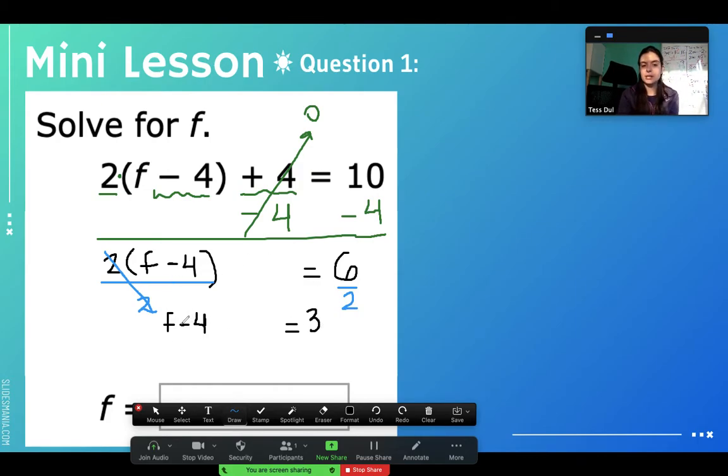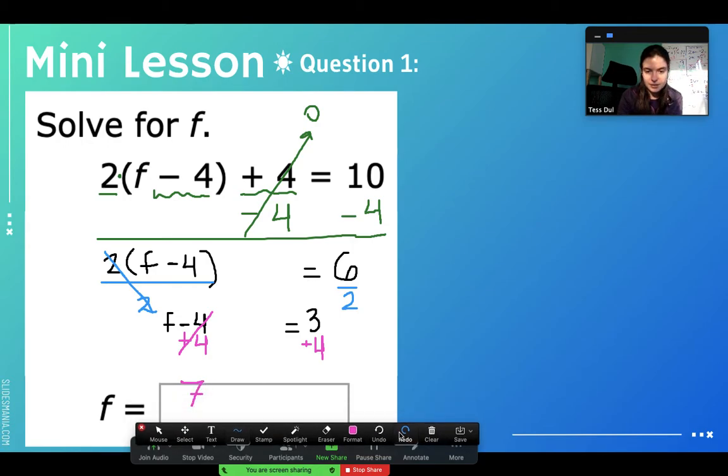So what number minus 4 would give us 3? And to get that, we would do the opposite of minusing 4, which would be adding 4, because negative 4 plus 4 is 0. So that would go away and leave us with just the f, which is what we want. And if we add 4 on this side, we have to add 4 on this side as well. And 3 plus 4 gives us 7. So our final answer would be f equals 7.